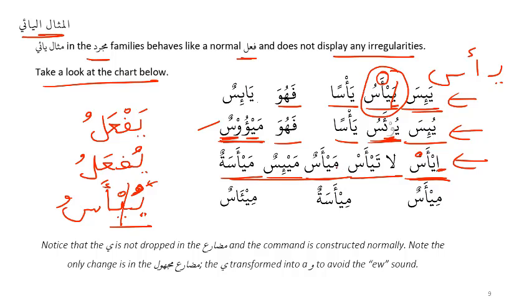Actually, for ismul zarf we'll have maf'alun, maf'ilun, and maf'alatun. So exactly what we would expect we see here. And with ismul ala, the three forms of ismul ala are also regular. Notice that the ya is not dropped in mudare. So with the fail mudare, the ya is not dropped, but with majhul, the ya is transformed into a waw. So we discussed that. This is to avoid this u or ugly sound.